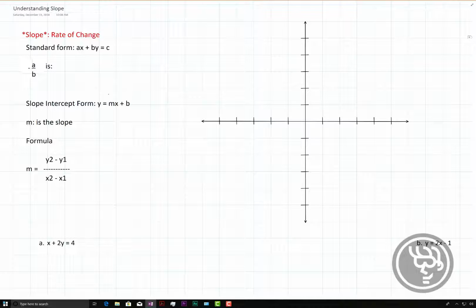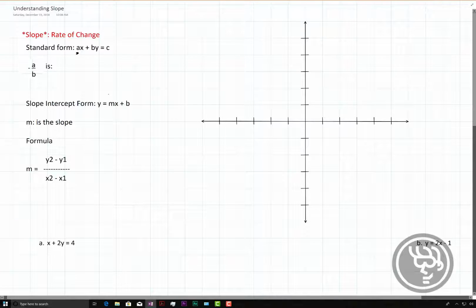So here we have a slope again, which is a rate of change. And if you see an equation in standard form, which we just showed, which is ax plus by equals c, if you take your a and put it over the b, and you make it negative, that's basically your slope.